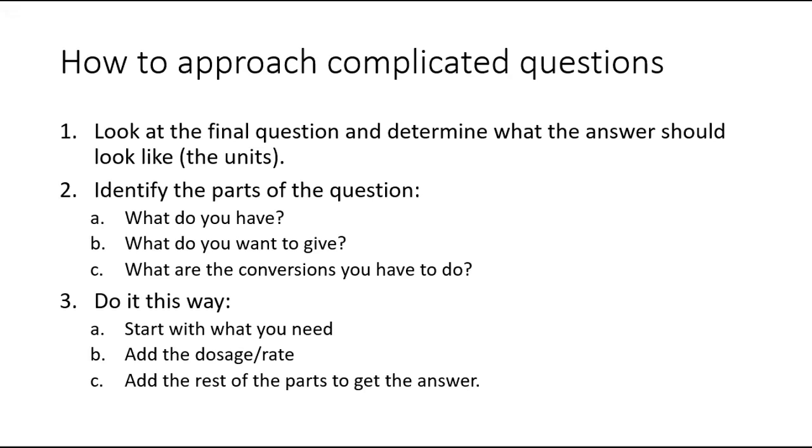And so what we'll do is we'll start with what you need, which is the end of the question. You will need milligrams or micrograms per kilogram per minute or whatever, but we'll see what you need. We're going to add the dosage and the rate, and then we'll do the rest of the parts to get the answer. And when we do that, we're going to do it in such a way that we're going to be able to cancel out the units we don't want on both sides of the equation. I'm going to demonstrate that in these questions.